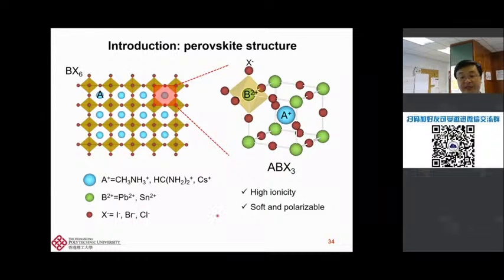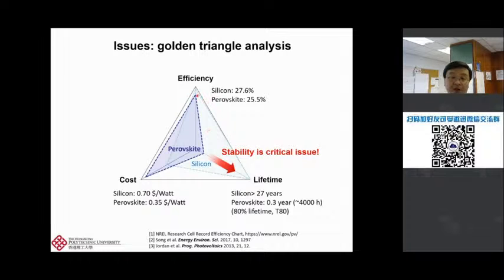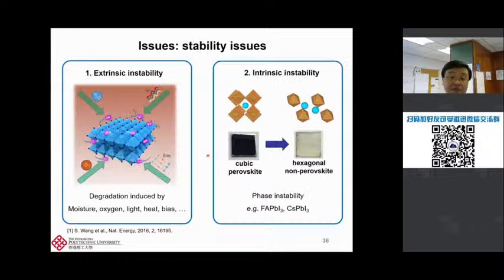So these are mixed organic-inorganic mixed halide perovskites. Compared to silicon, which has high efficiency, now going to 27%, perovskite is slightly lower but has improved the most. Perovskite cost is an advantage, but stability is a critical issue we need to solve. So my research is also going along with that.